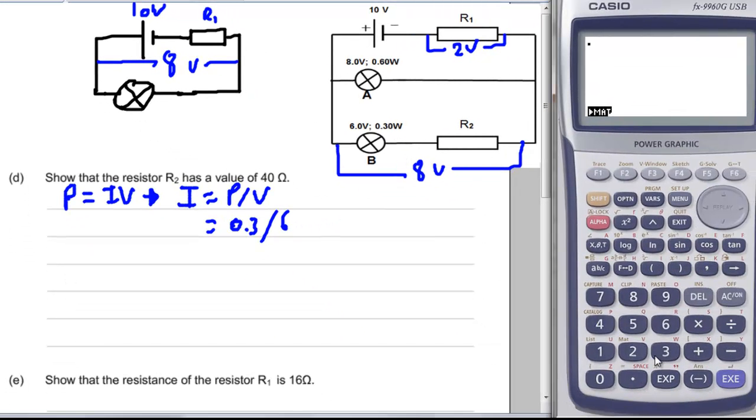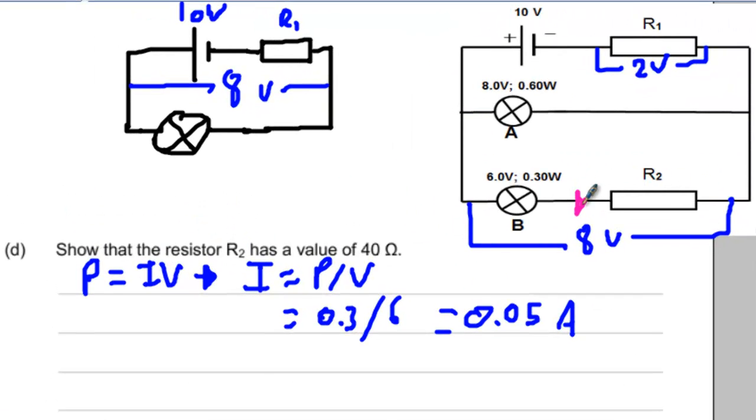Come over to the calculator, 0.3 divided by 6 gives us a current of 0.05 amps. So we know there is a current of 0.05 amps going through the light bulb and through the resistor. We know there's 8 volts across both the light bulb and the resistor, and since the light bulb has 6 volts across it, that must mean that the resistor has 2 volts across it.